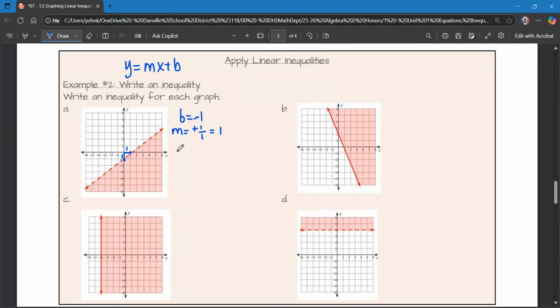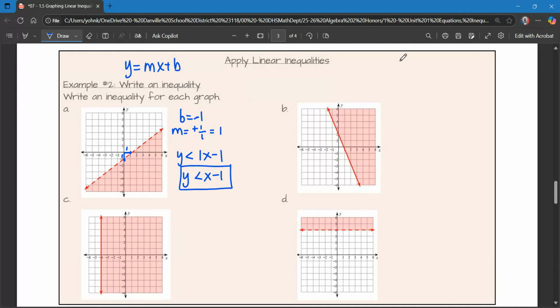So now we can go y. Now don't put an equal sign here. Put your mx plus b, so 1x minus 1. And now the symbol that you're going to put there, notice that the graph is below, so that's a less than. It's a dashed line, so there's no equal to. So we got y is less than x minus 1.